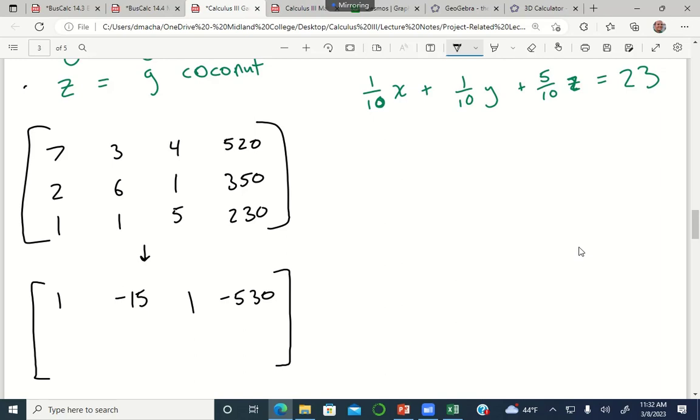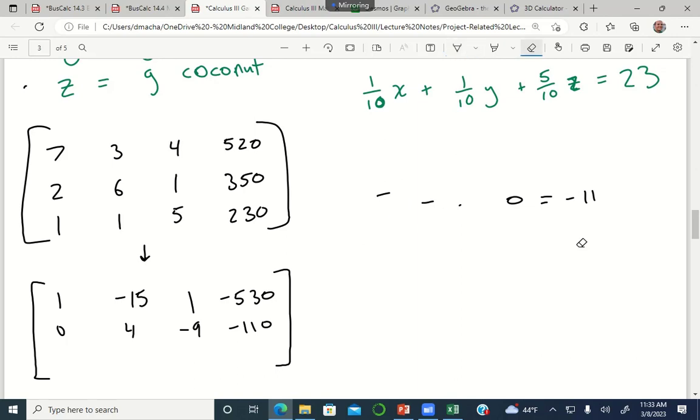I want this 2 in the second row to be a 0 because it's below the diagonal. And so I think I'm going to subtract 2 times the third row from the second row. So then I have 2 minus 2 times 1 is 0. 6 minus 2 times 1 is 4. 1 minus 2 times 5 is negative 9. And 350 minus 2 times 230 is negative what? Negative 110. Thank you.